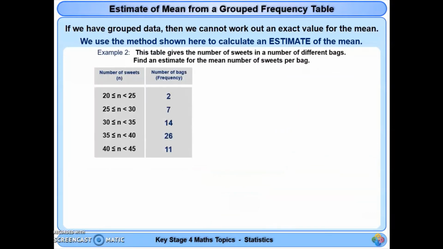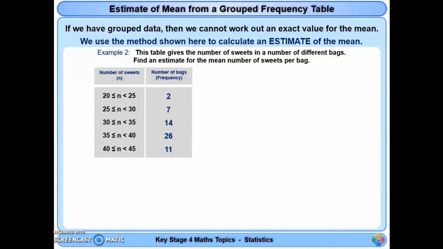Let's have a go at one more question. Again, you'll see the question is presented in a very similar way. We have a set of grouped data. It's in column 1, and we have some totals or frequencies in column 2. The table shows me the number of sweets in different bags, and we need to find an estimate for the number of sweets per bag.